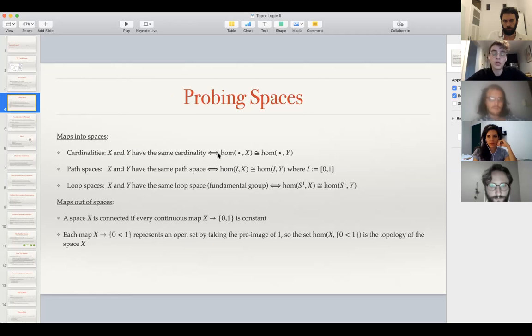And loop spaces, if anyone is familiar with homotopy or the fundamental group, that's exactly what this is. We can compare spaces by how a loop or a circle maps into it, right? So this set of transformations from the circle, S1 is just a circle, into some space, they're going to be basically the paths up until pushing them around. Then we can say that those spaces have the same fundamental group, or the same loop space, if and only if their fundamental groups are the same.